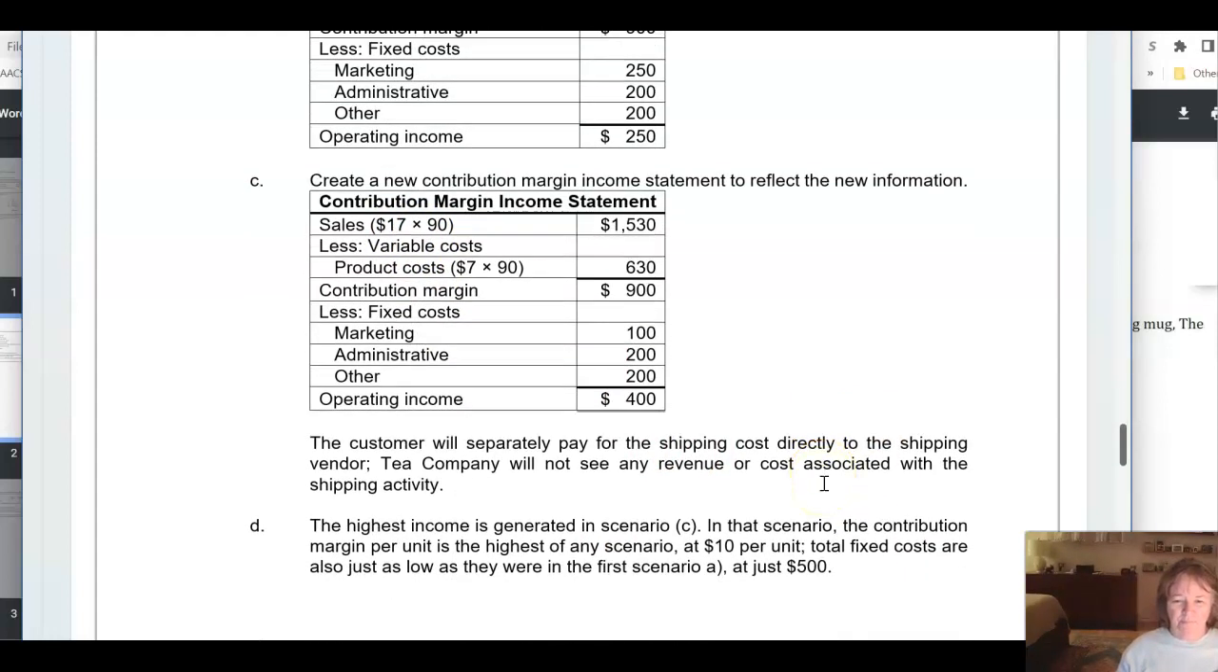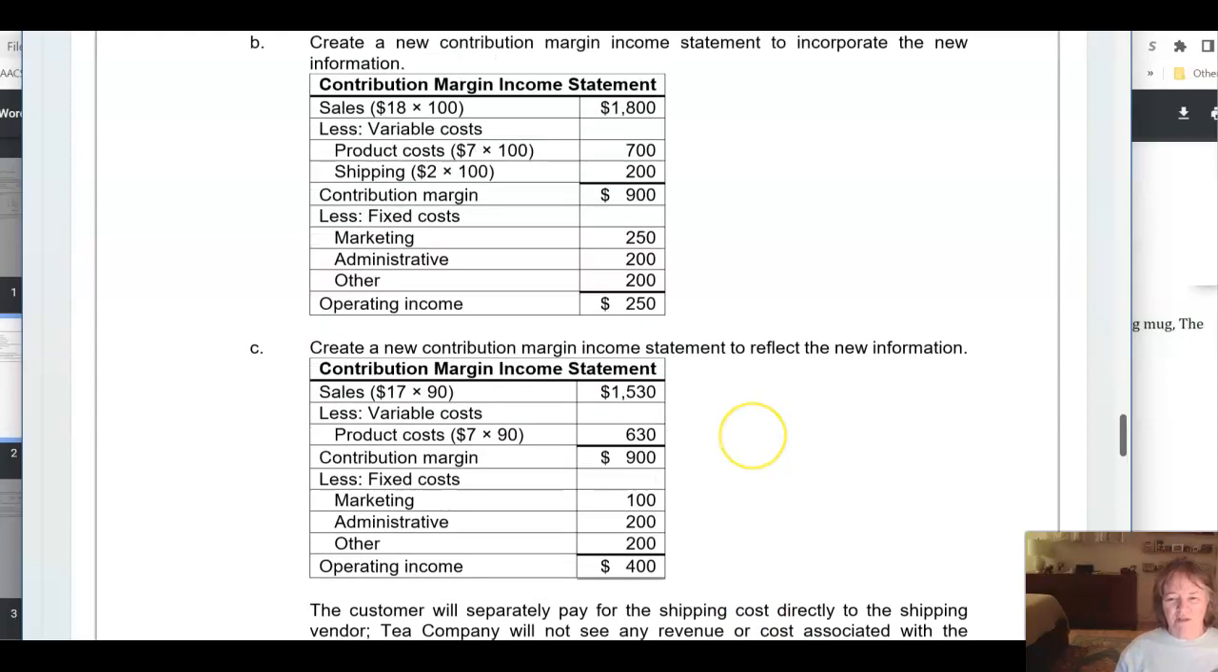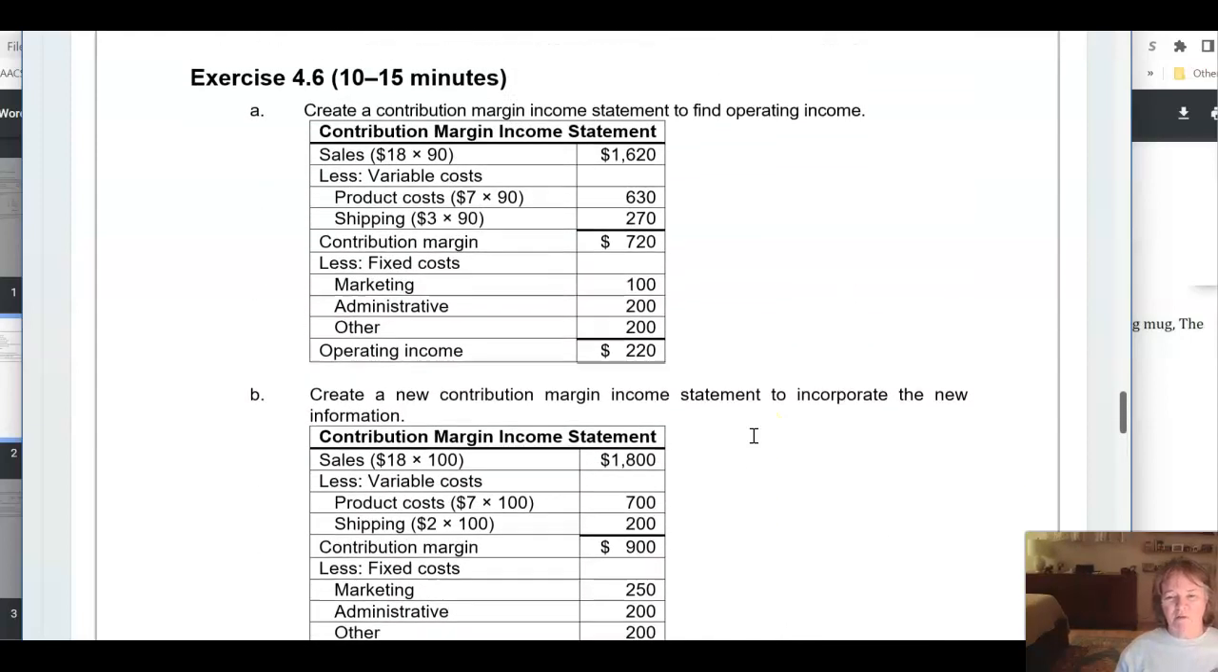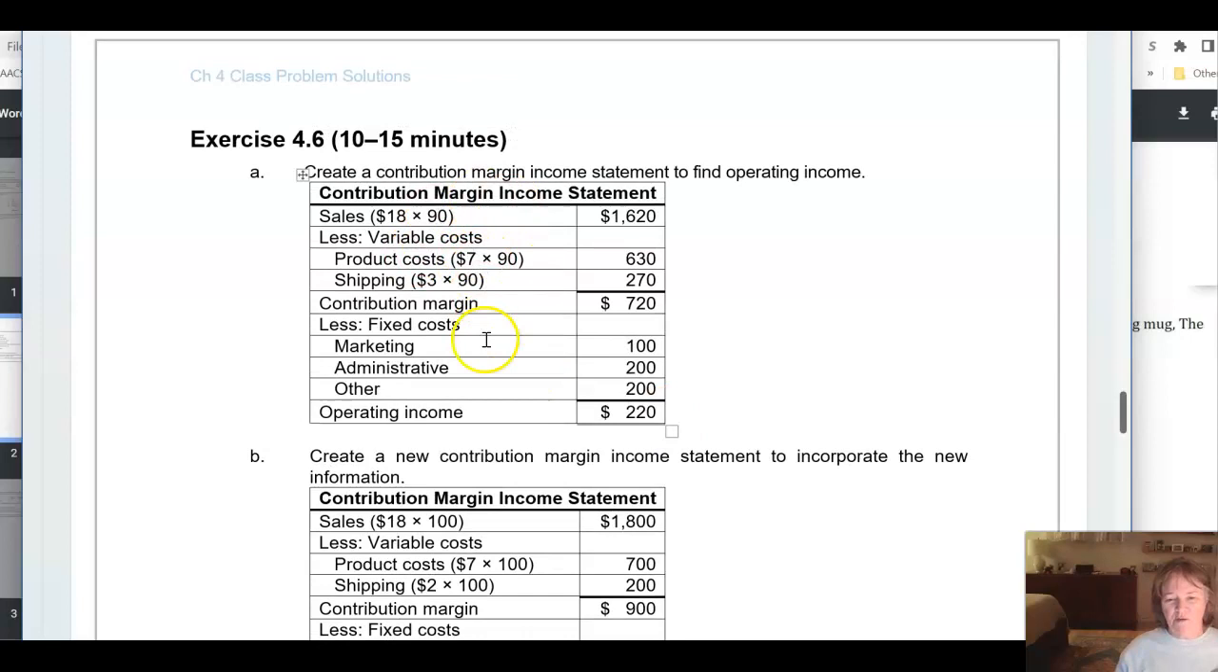So the highest income is generated in scenario C. And what I want you to start paying more careful attention to are the formats used by the problems. Notice that there's not a dollar sign on every single line. Only on maybe the major headings, but for sure at the top and the bottom of the column. But that's the only required ones.